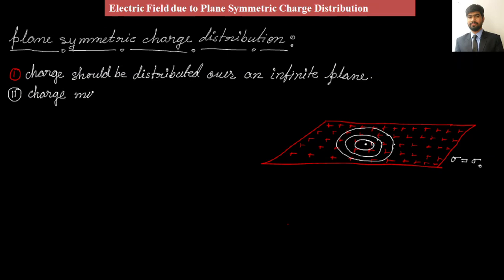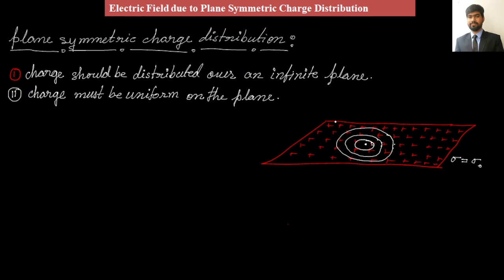Charge must be uniform on the plane. So if any charge distribution satisfies these two conditions simultaneously, then we can say this charge distribution is plane symmetric. First condition, charge should be distributed over an infinite plane. So in this case, this plane is an infinite plane, and the charge density must be uniform.